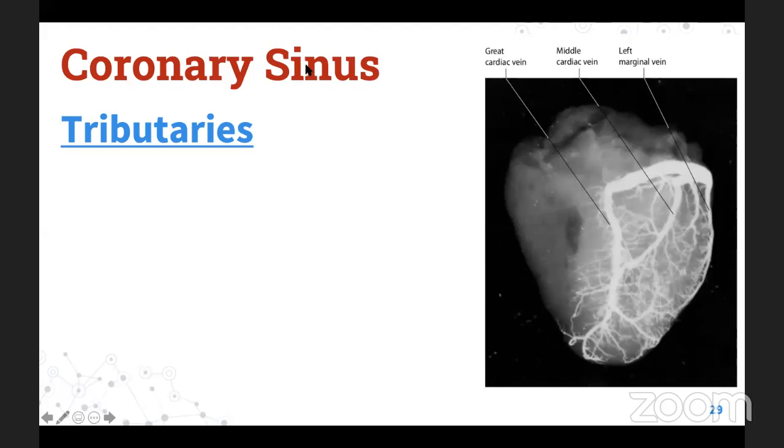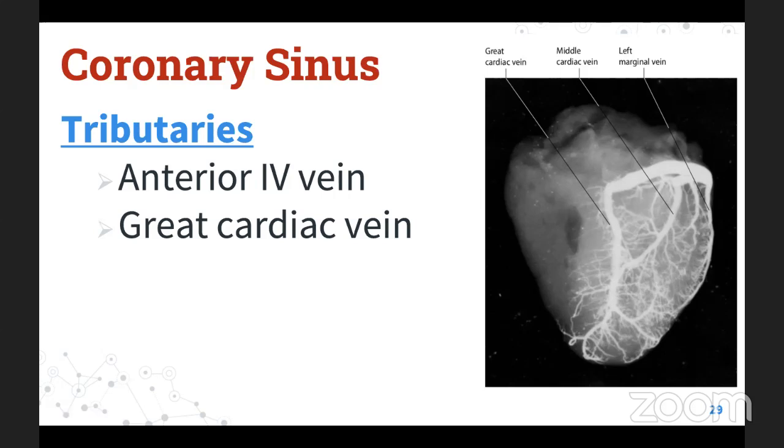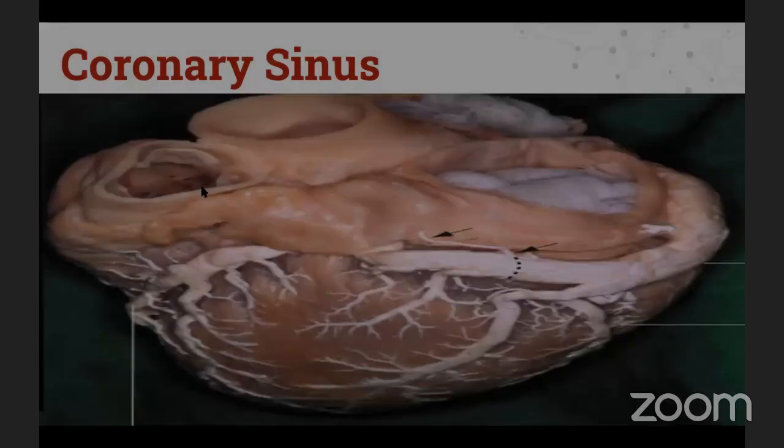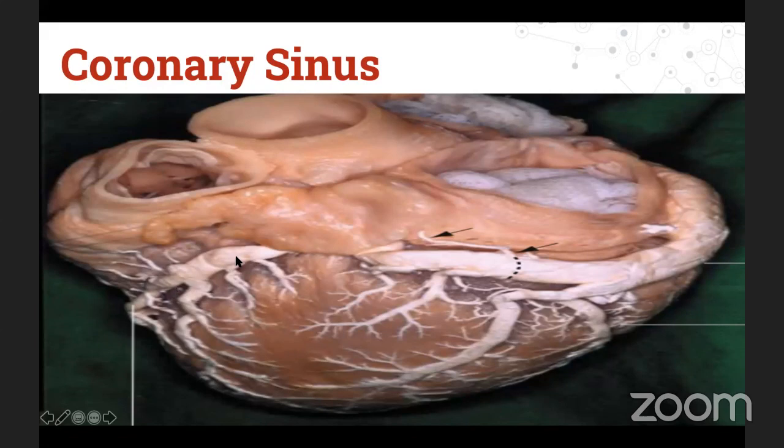We continue. Tributaries of coronary sinus are the anterior interventricular vein, great cardiac vein, and inferior or middle and small cardiac veins. The transition point between the great cardiac vein and where it continues as the coronary sinus is identified by two morphological structures. Can anyone tell which are the two morphological structures that mark the transition between the coronary sinus and the great cardiac vein?